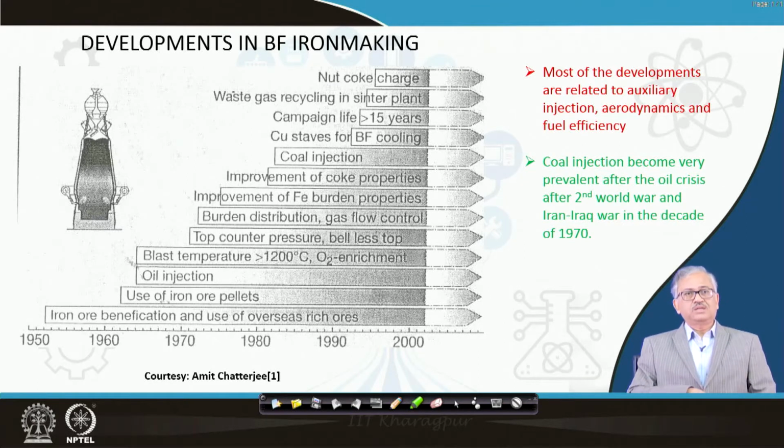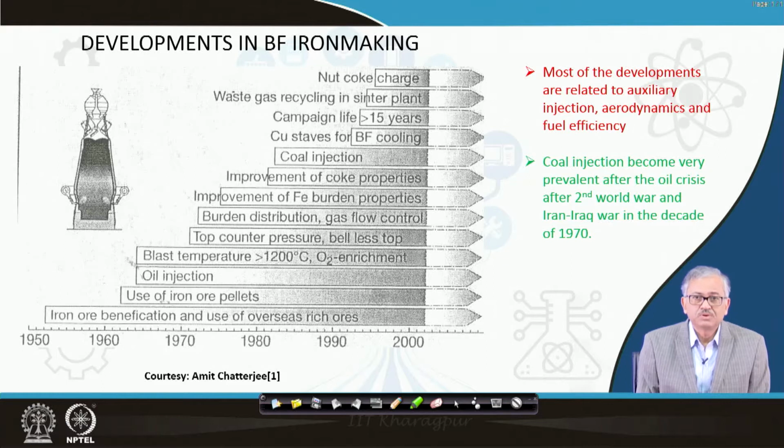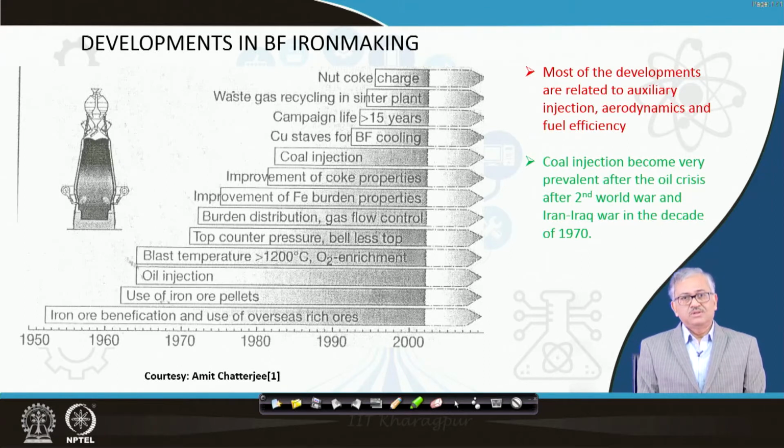Different agglomeration techniques came. There is the sintering and then pelletization. And then also you can improve the burden properties by proper beneficiation. You can make the ore rich in iron. And then I will come to all these things. Then improvement of the coke properties also came, and then came the coal injection, because initially it was oil injection only, to increase the productivity and the efficiency.